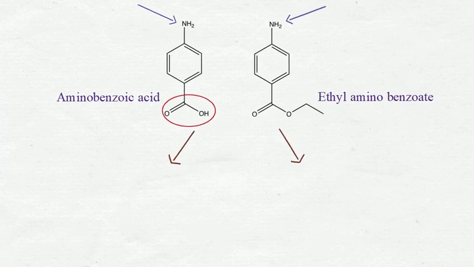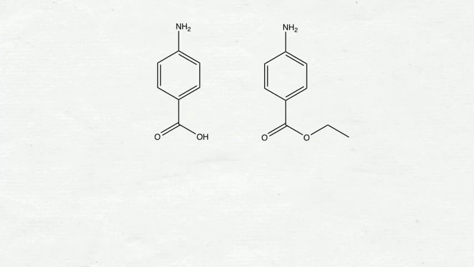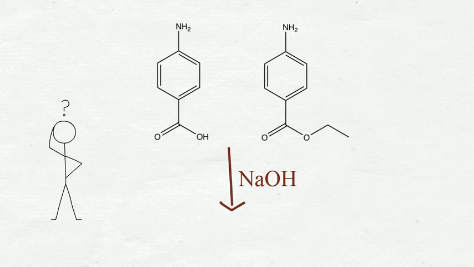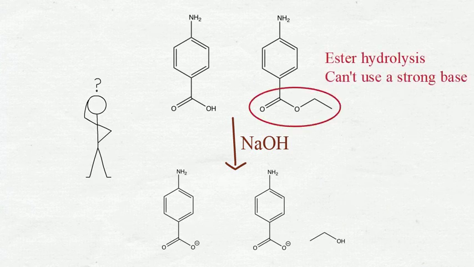Exactly. We can add a base such as sodium bicarbonate to deprotonate the carboxylic group and move it to the aqueous layer. Here's a question for you. What would happen if we add sodium hydroxide instead of sodium bicarbonate to this reaction mixture? Remember, hydroxide is a strong base and can hydrolyze esters, which we don't want to happen here. So this is why it is important to know what we have in the reaction mixture and take into account any side reactions that might occur when choosing the proper reagent to add.